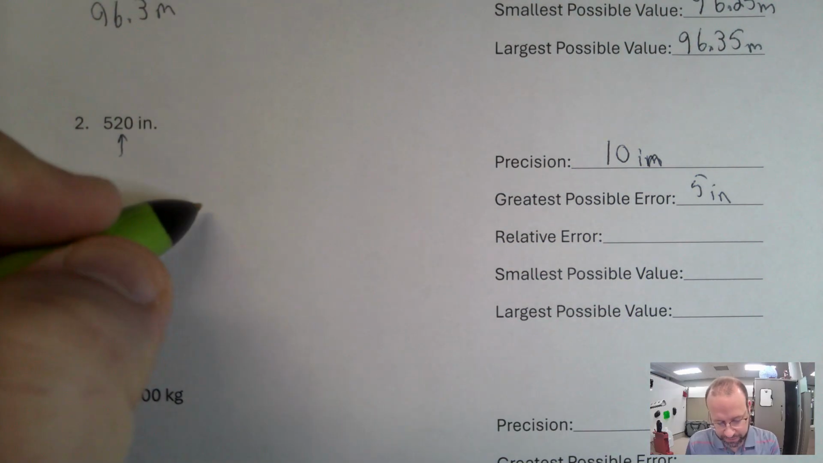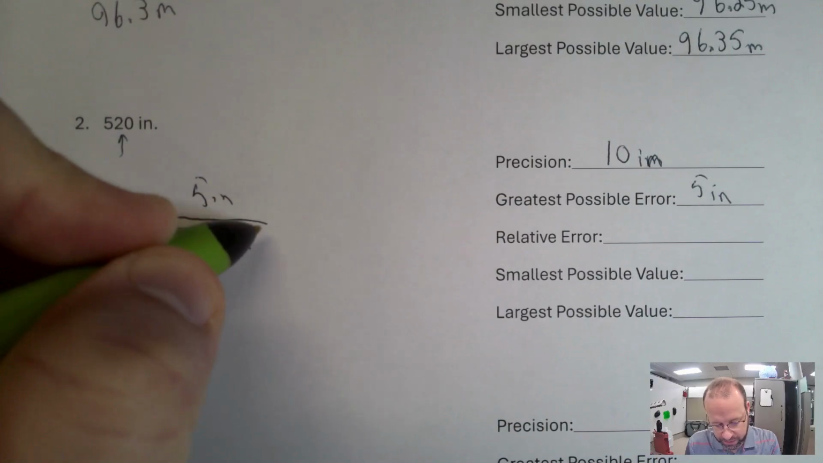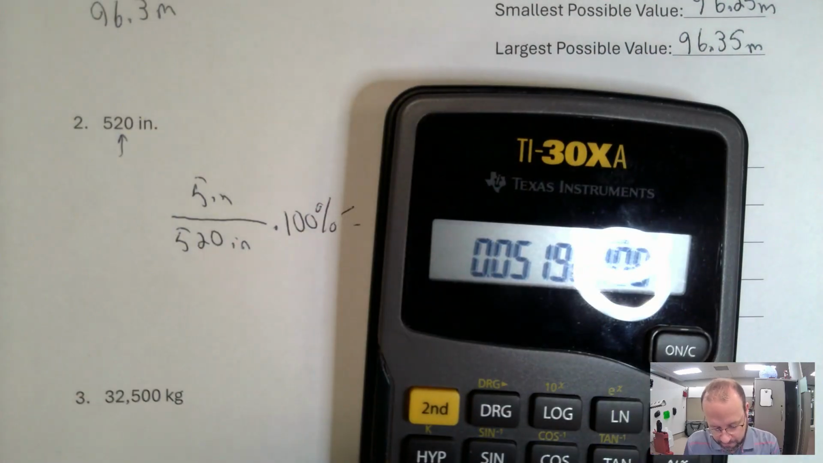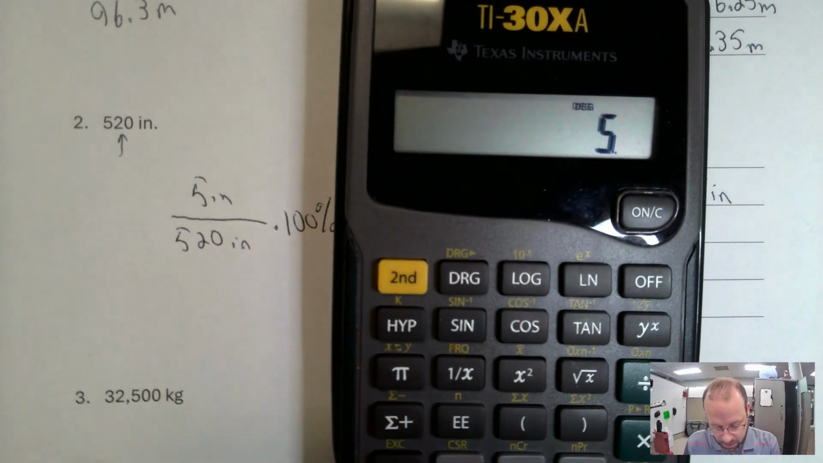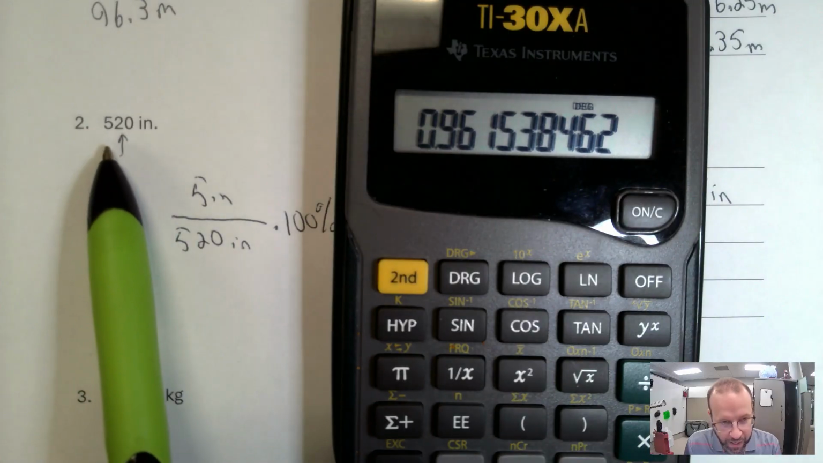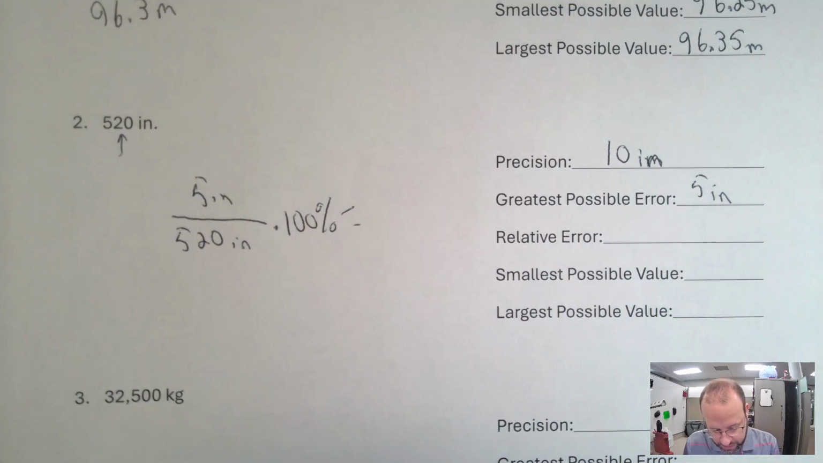To calculate our relative error, we'll take 5 inches, divided by 520 inches, and then multiply by 100%. 5 divided by 520, and then times 100, gives me 0.96153, and so on. Our measurement number had 2 significant digits, so we'll round this to 2 significant digits. That would be 0.96.